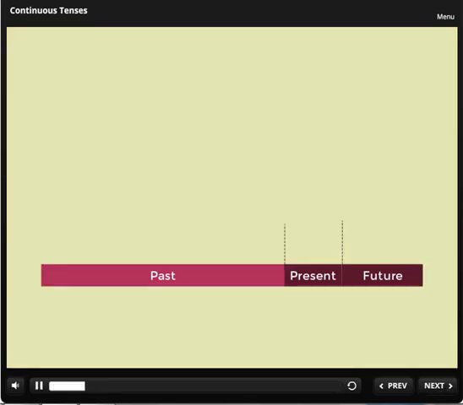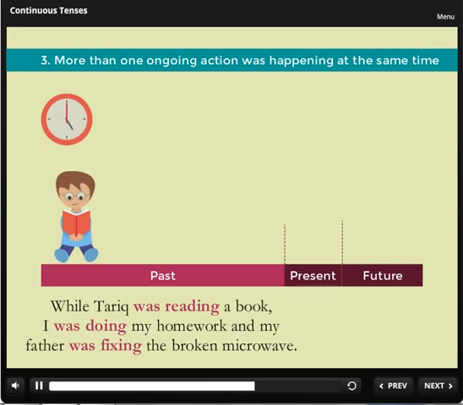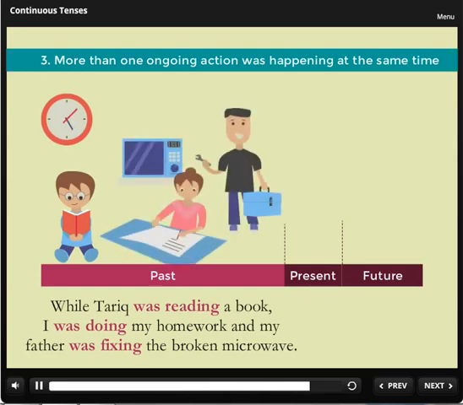We can also use past continuous when we want to indicate that two or more ongoing actions were happening at the same time. For example, while Tariq was reading a book, I was doing my homework and my father was fixing the broken microwave.